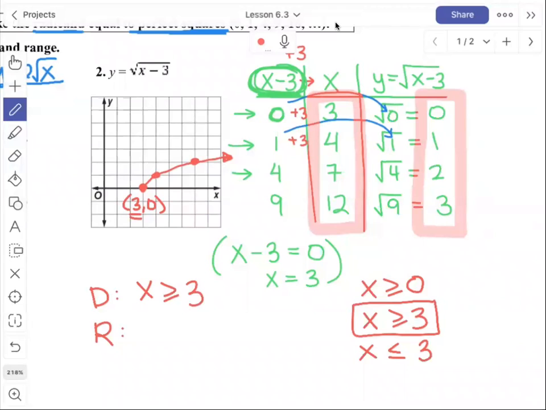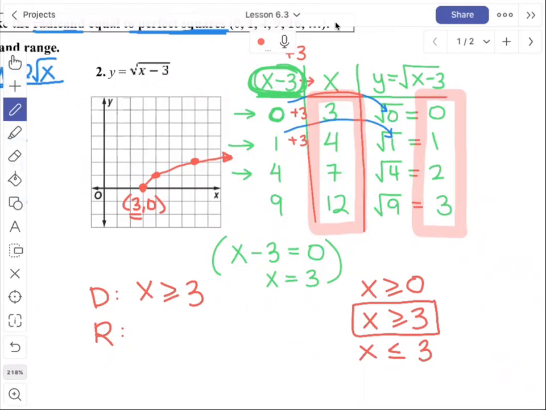I'm looking at time and I don't want to run out. So can somebody just tell me what the range is? I think a bunch of people got it right in the chat already. So can somebody just unmute themselves and tell me what the range is? You guys are all getting it right in the chat, so you can just go ahead and tell me.